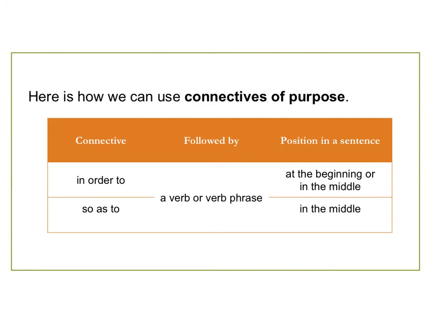Let's talk about two connectives of purpose. They are in order to and so as to. Both of them are followed by a verb or verb phrase. However, when we talk about the position in a sentence, their position is different. We can use in order to at the beginning of the sentence or in the middle of the sentence. But when we talk about so as to, we normally put it in the middle of the sentence.